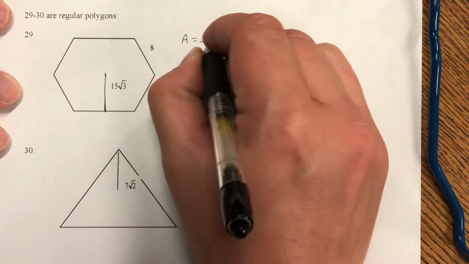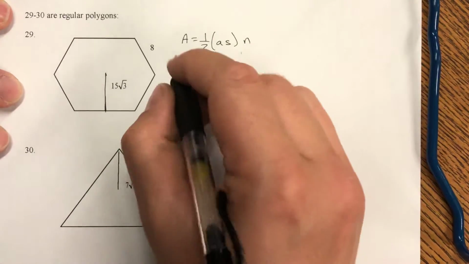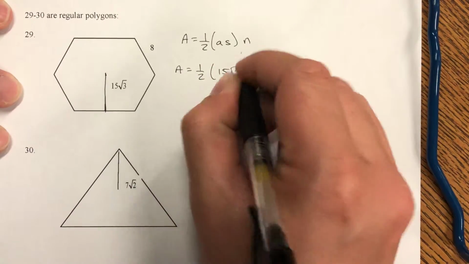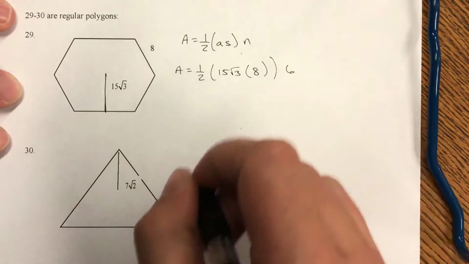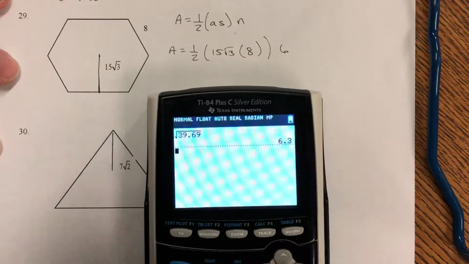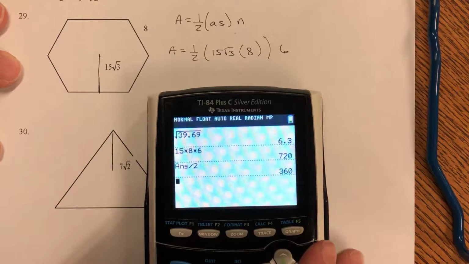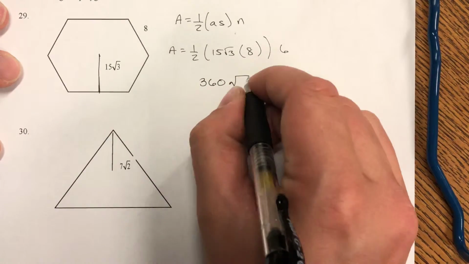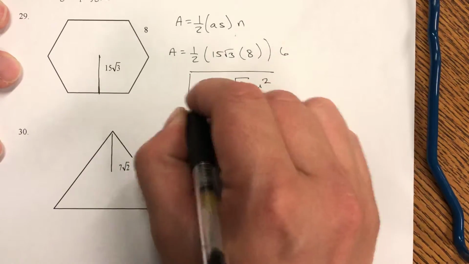So area is equal to 1/2 the apothem times the side length times the number of sides. So area is equal to 1/2 the apothem, which is 15 square root of 3, times the side length, which is 8, times the number of sides, which is 6. So if you go to your calculator, 15 times 8 times 6 is 720. If I divide that by 2, puts me at 360. Don't forget the radical 3, but the area of this guy will be 360 square root of 3 units squared, since there are no units given.